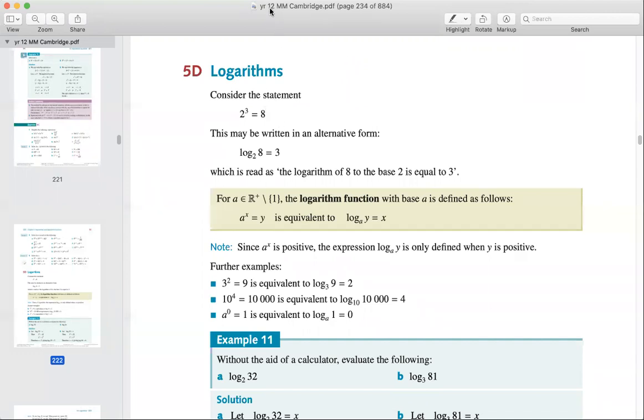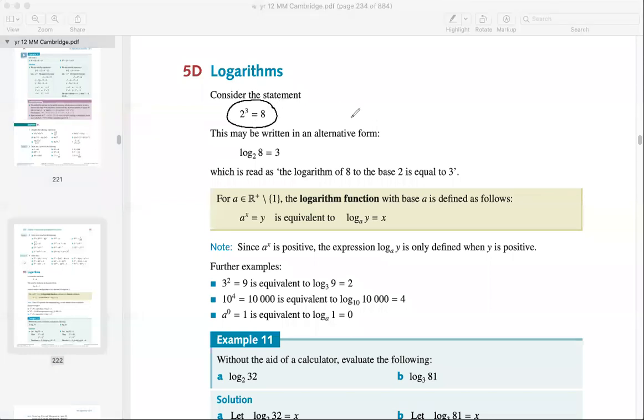So in here, 2 to the power of 3 equals 8, and we write what? Log base 2 of 8 is 3. It's read as the logarithm of 8 to the base of 2 is equal to 3. Essentially, these two expressions are the same thing. Let's read this one again: the logarithm of 8 to the base 2 is equal to 3.